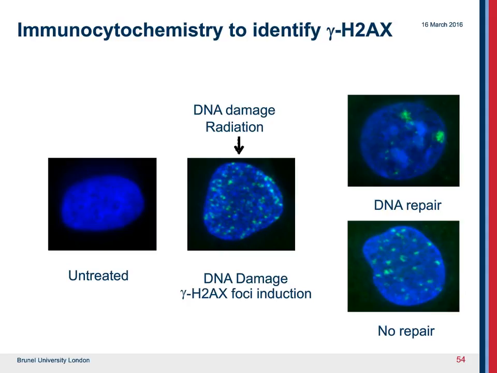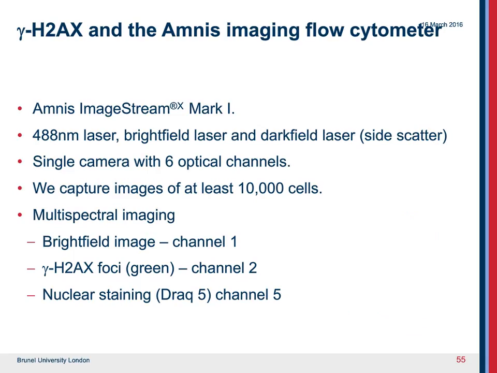So the initial imaging flow cytometer that we were able to acquire from Amnis Millipore was the Amnis ImageStream Mark 1, a simple configuration with a green laser, a bright field laser and a dark field laser, a single camera with 6 optical channels, and routinely we would capture at least 10,000 cells per sample. The multispectral imaging that we would see would be a bright field image, as you would look down the cells in a light microscope, on channel 1. We would then see gamma H2AX foci in either green or red stain on channel 2, and nuclear staining with a stain called DRAQ5 on channel 5.